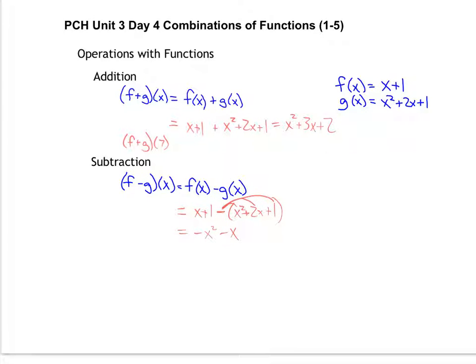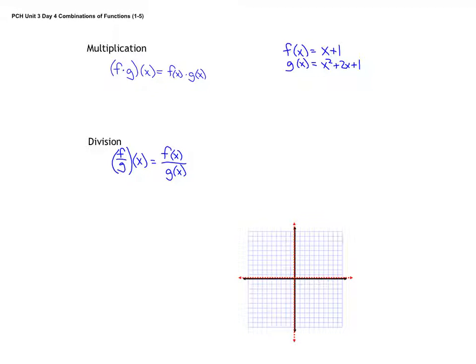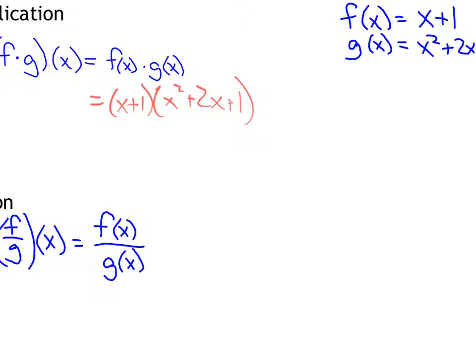Alright, so moving on, we have also multiplication. If I'm doing f times g of x, it's x plus 1 times x squared plus 2x plus 1. And how do we multiply these? FOIL, applying that idea there. So we've got to distribute the x to all three parts here, and then I've got to distribute the 1 to all three parts.